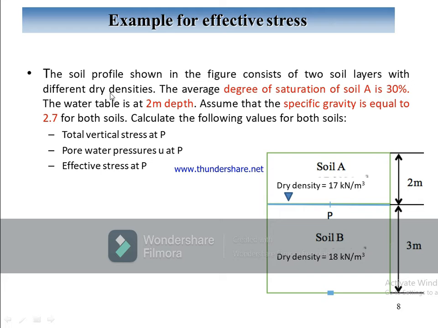They say that, with different dry densities, the average degree of saturation of soil A is 30%, and the water table is at 2 meter depth. Assume that the specific gravity is 2.7 for both soils. Calculate the following values for both soil types, A and B, at 2 meter and at 5 meter: the total vertical stress at point P, the pore water pressure u at point P, and the effective stress at point P.